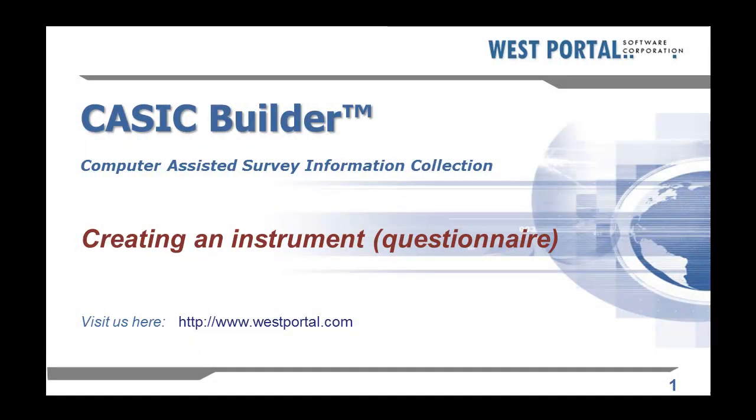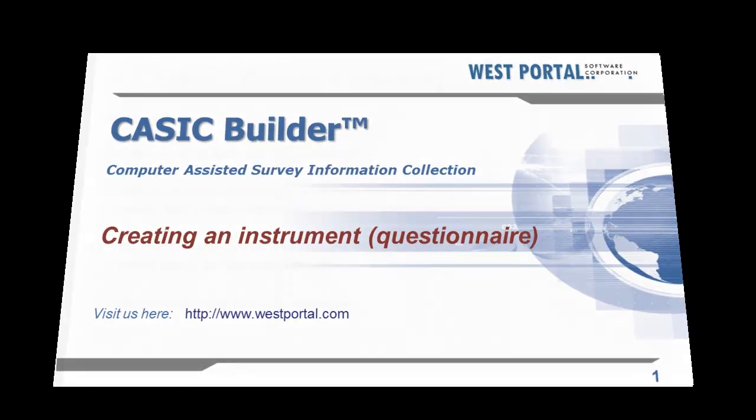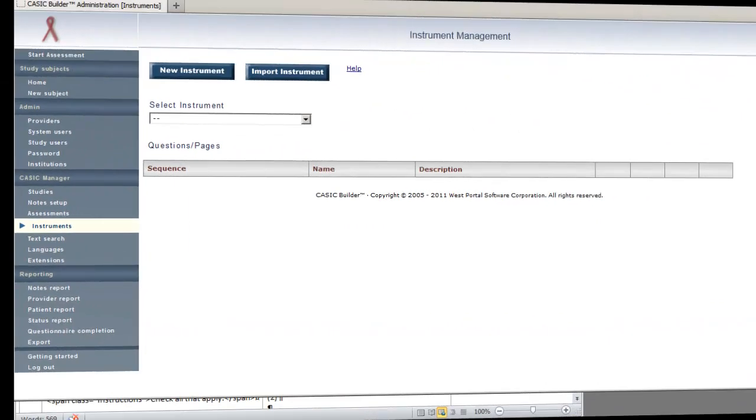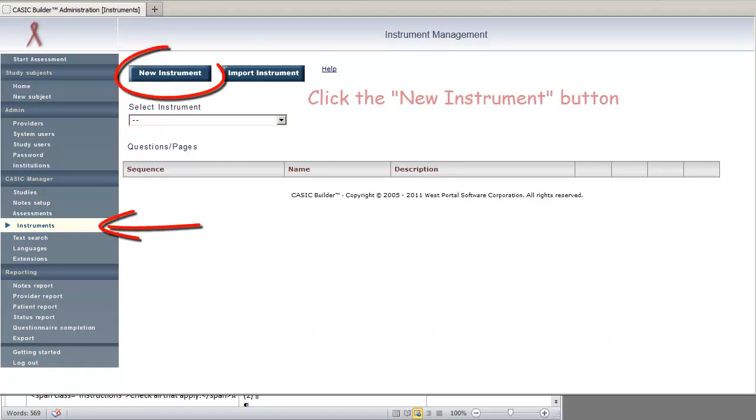In this video, we will create a questionnaire using CASIC Builder software. We will use several question styles, illustrate important software features, create a specification report or codebook, and then demonstrate our questionnaire. On CASIC Builder's Instruments page, we click the New Instrument button.